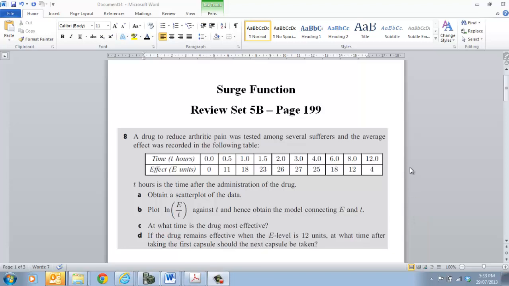We're just going to go through a question about the surge function. I'm going to do the one from review set 5B from page 199. So question 8, you've got this information which is given to you in the table, which is looking at the effectiveness of an arthritic pain drug. And so what we need to do first of all is put this information into a table.